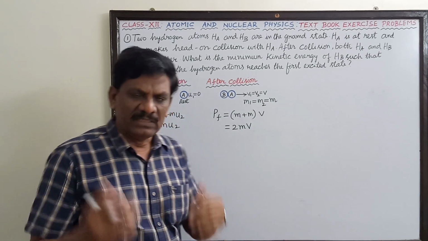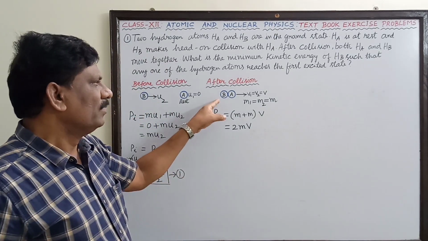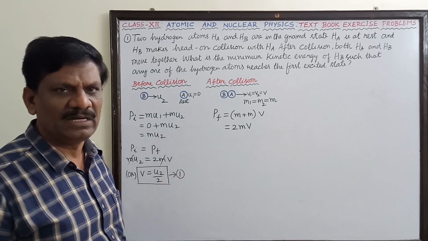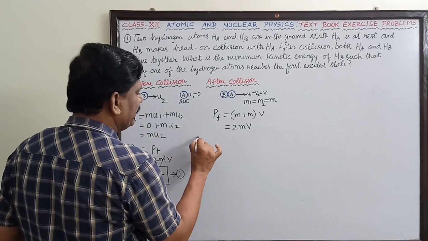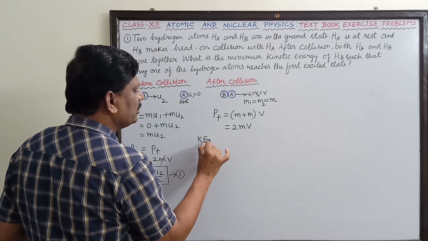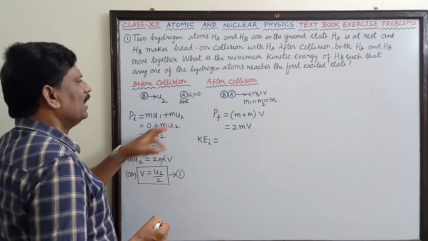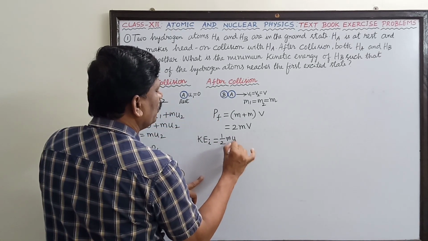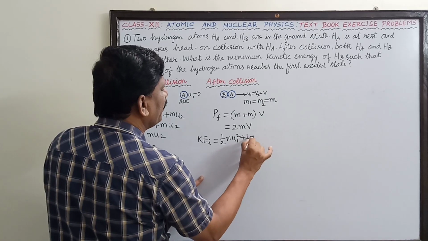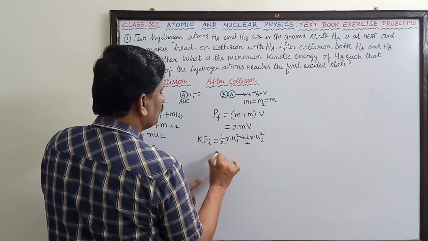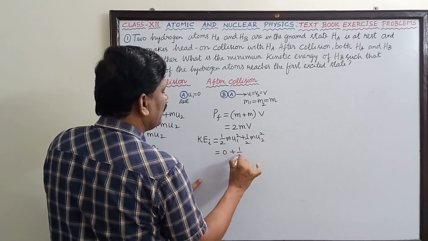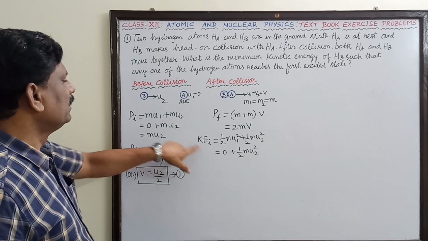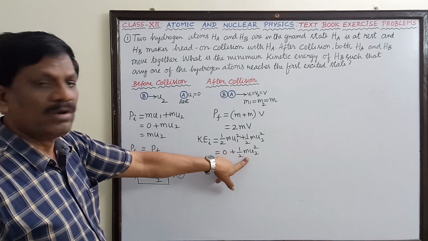Now in this head-on collision, we are going to apply the conservation of kinetic energy before and after. So the total kinetic energy before collision is equal to half M1 U1 square, that is 0, plus half into M into U2 square. So this is 0 plus half M U2 square. This is the kinetic energy before collision.